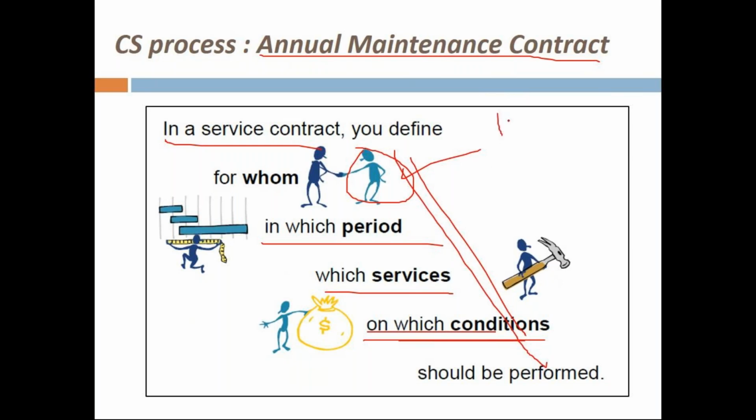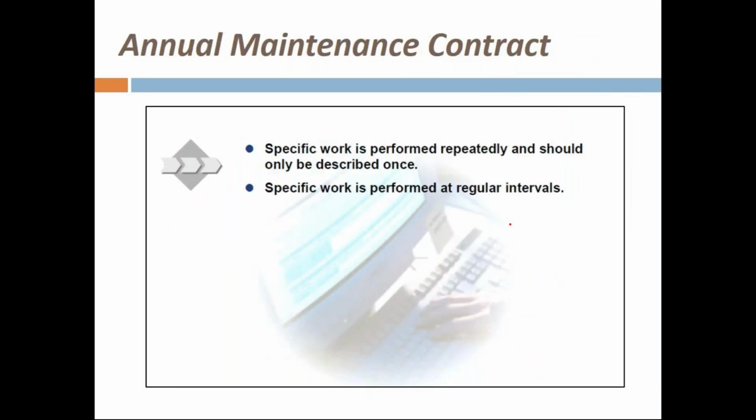Suppose you have a 5 year contract, but after every 3 months I will come and do the servicing. So after every 3 months, the system will generate a notification automatically. The system will inform you that now 3 months is over, you have to go and do the servicing. So how to generate that notification, what settings you have to do as a consultant, all those things we will discuss. This is AMC.